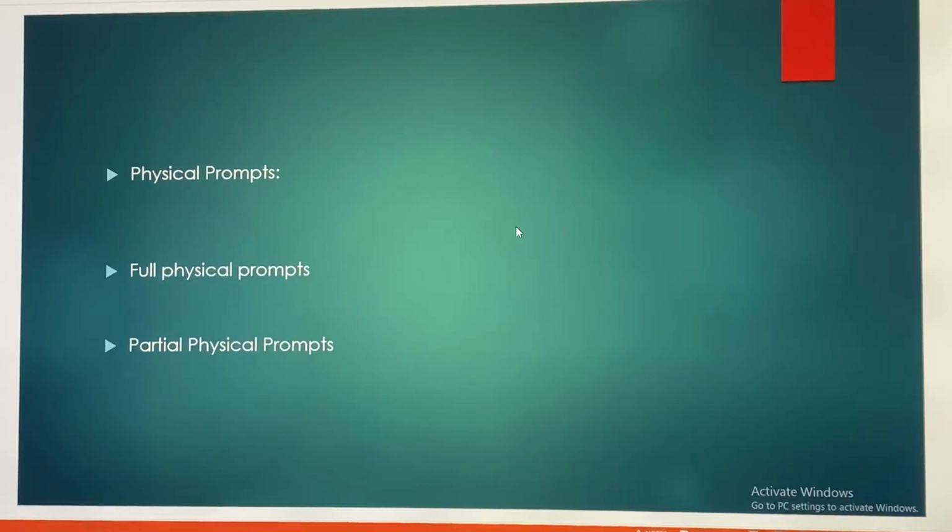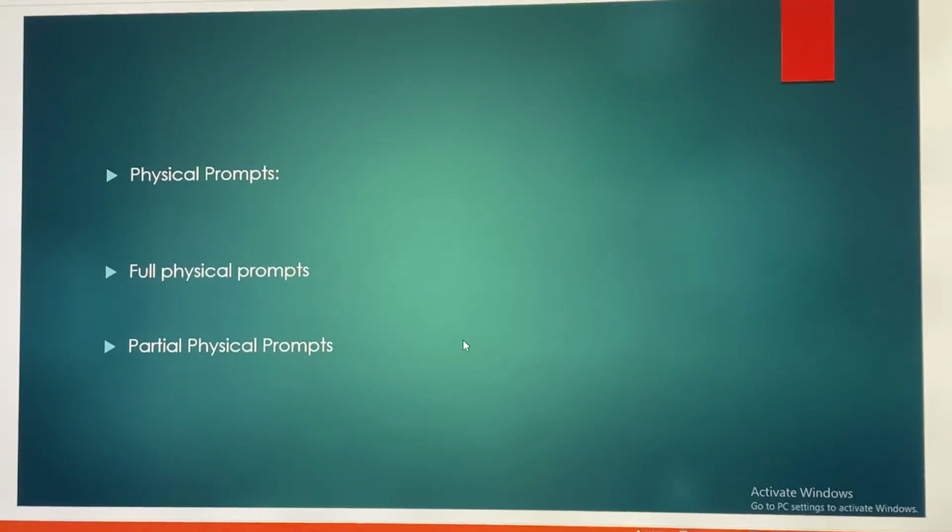So in this case, for example, if I want the learner to touch the ball, I will take the learner's arm, touch them on their hand and make their hand touch the ball, and then reinforce afterwards. So this would be an example of a full physical prompt.